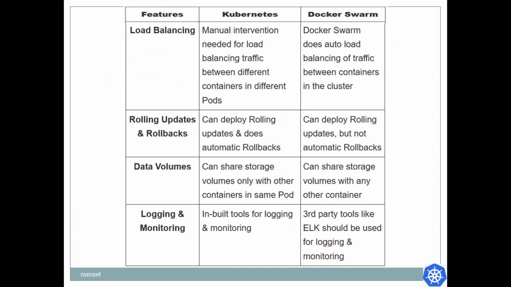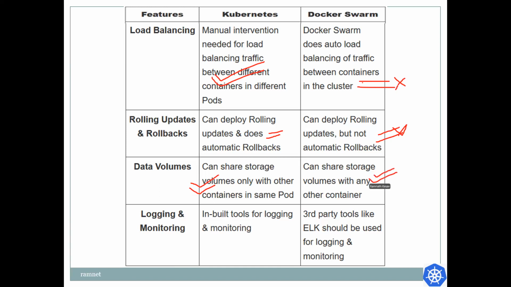Load balancing: in Kubernetes, manual intervention is needed for load balancing traffic between the different containers and different pods. We'll talk about what a pod is later. Docker Swarm does auto load balancing of different containers in the cluster. Rolling updates and rollbacks: Kubernetes can deploy rolling updates and does automatic rollbacks as well. Docker Swarm can deploy rolling updates, but no automatic rollbacks as such. Data volumes: in Kubernetes, you can share storage volumes only with other containers in the same pod. In Docker Swarm, you can share storage volumes with any other containers as well.